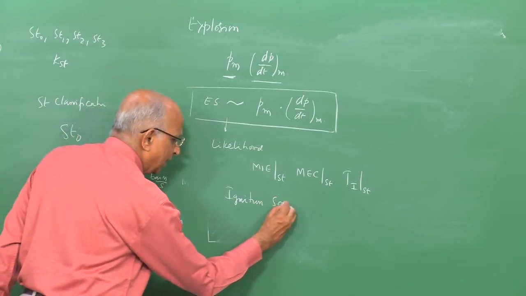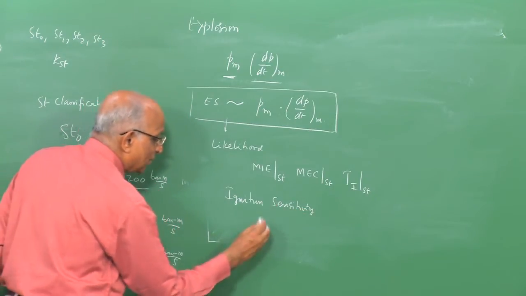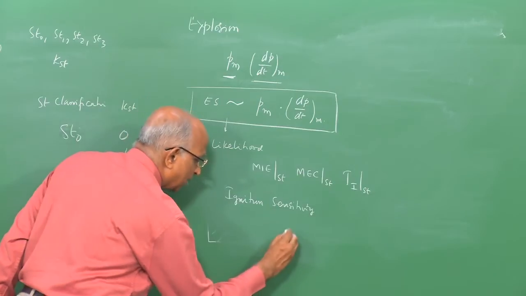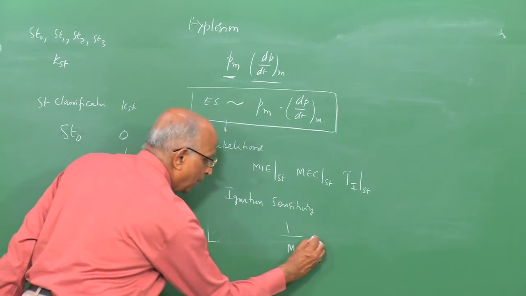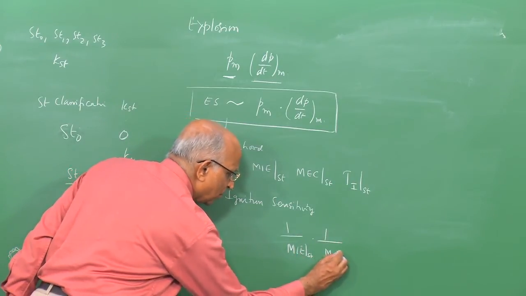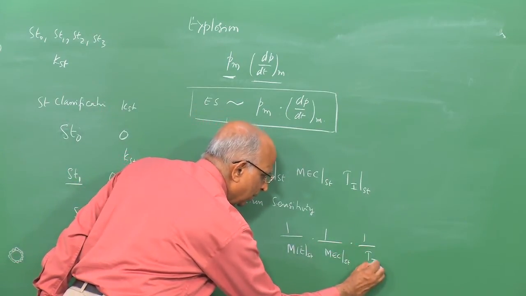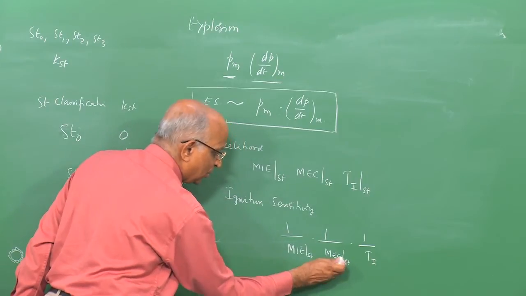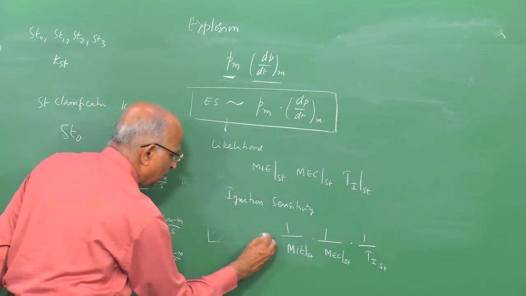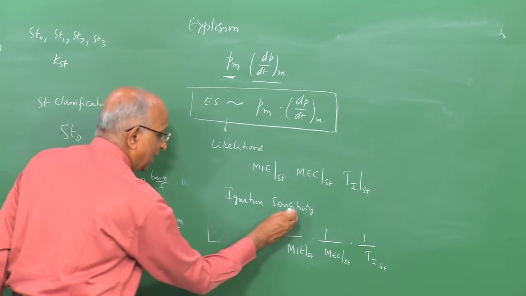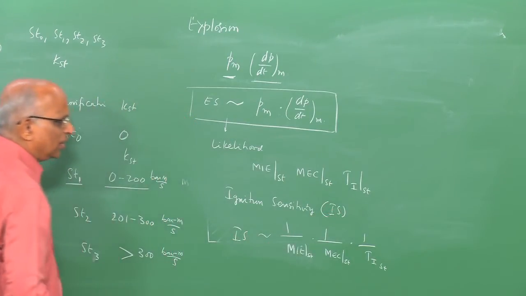Or rather, the ignition sensitivity of a dust explosion should go as 1 over minimum ignition energy for a dust mixture, into 1 over minimum explosive concentration for a dust mixture, into 1 over minimum ignition temperature for the dust mixture. This will be proportional to the ignition sensitivity, which I denote by IS. Well, IS should be proportional to this.